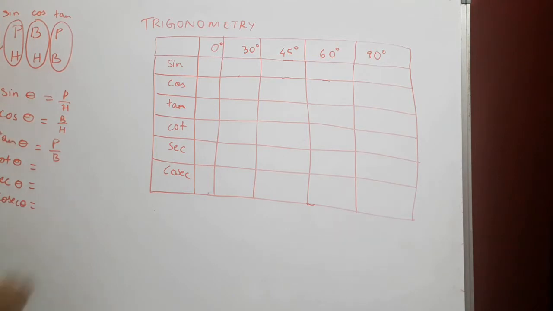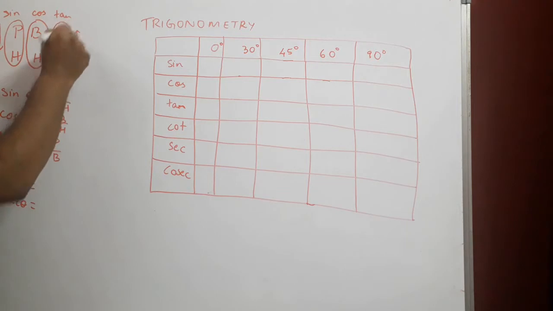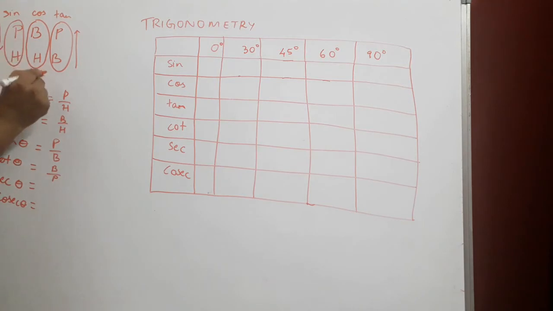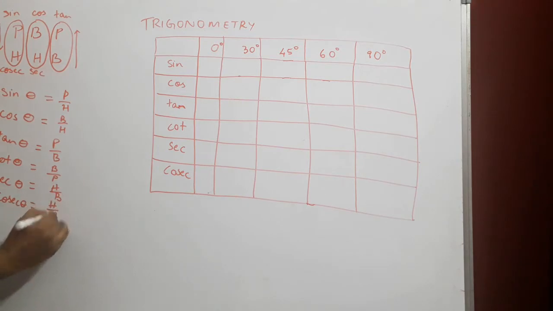Now cot theta is just the reverse of tan theta, and we move from bottom to top. So B upon P gives us cot theta. Similarly, sec theta is the opposite of cos theta, and so H upon B gives us sec theta, H upon B. Finally we come to cosec theta, which is the opposite of sine theta, hence we get H upon P. So these were our 6 trigonometric ratios that we learned previously.